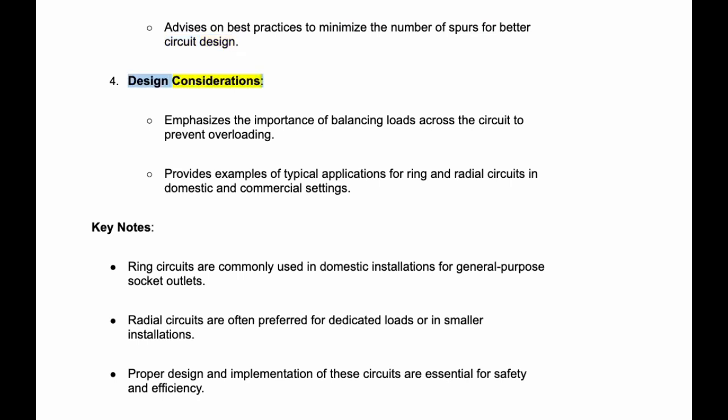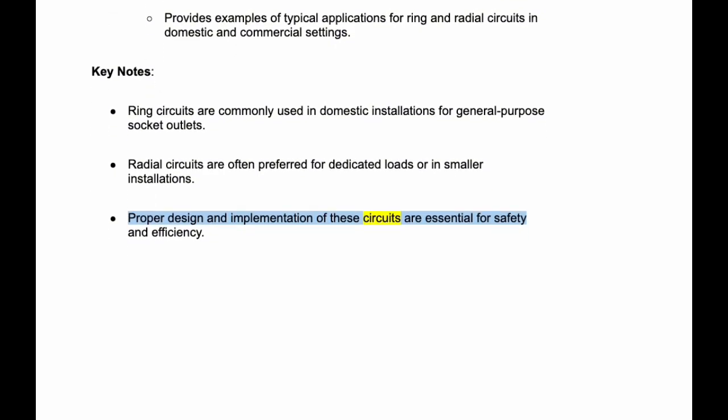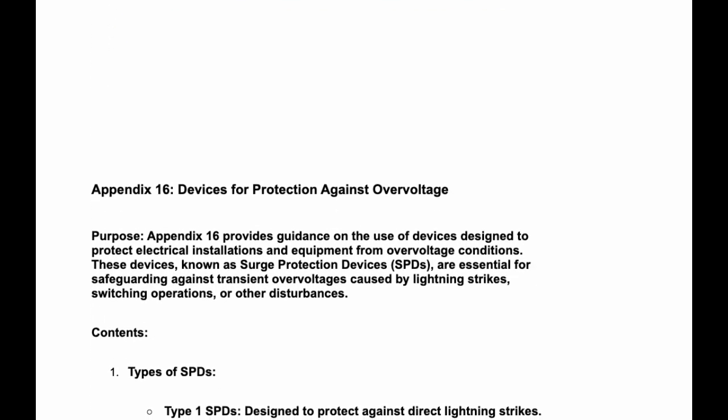Design considerations. Emphasizes the importance of balancing loads across the circuit to prevent overloading. Provides examples of typical applications for ring and radial circuits in domestic and commercial settings. Keynotes. Ring circuits are commonly used in domestic installations for general-purpose socket outlets. Radial circuits are often preferred for dedicated loads or in smaller installations. Proper design and implementation of these circuits are essential for safety and efficiency.